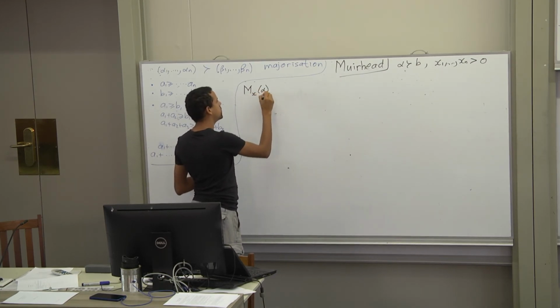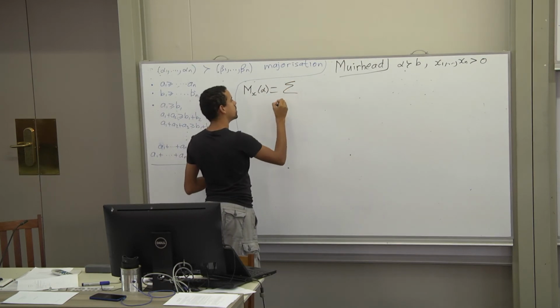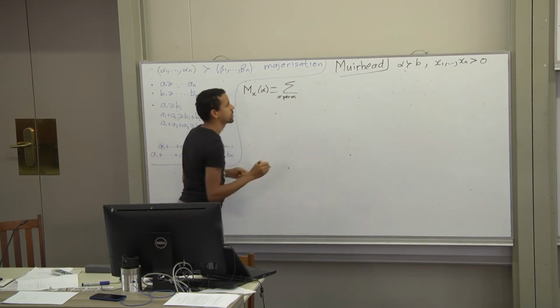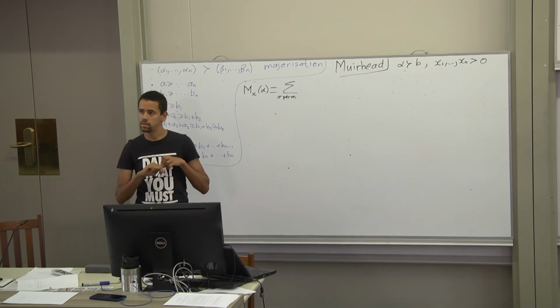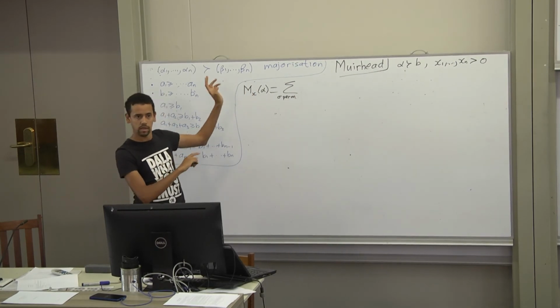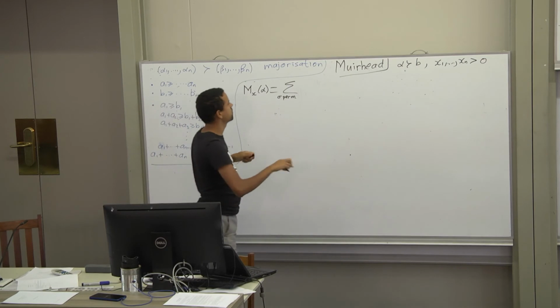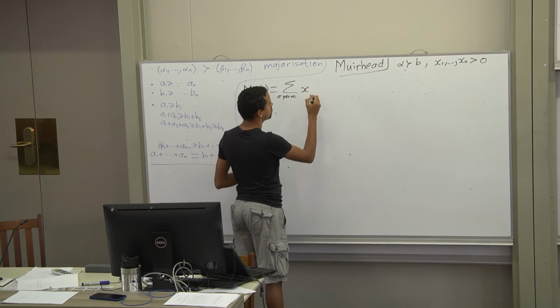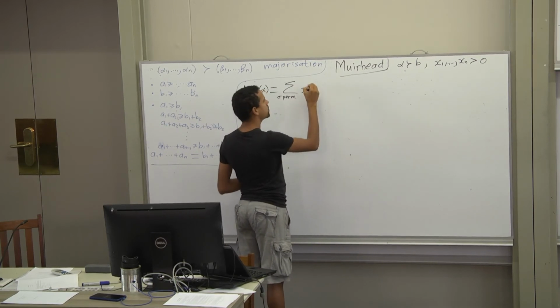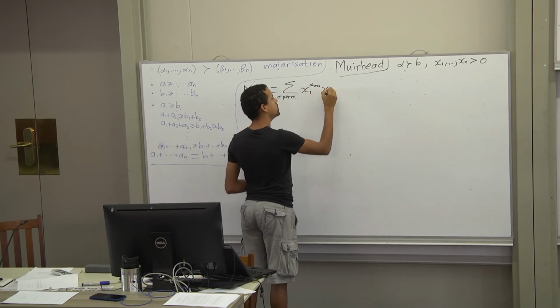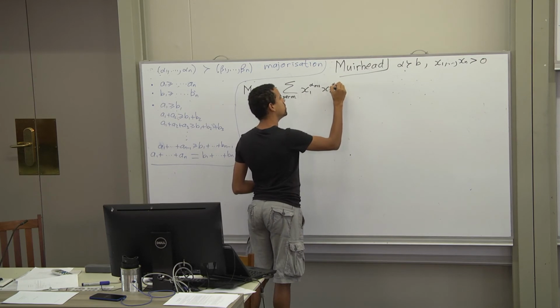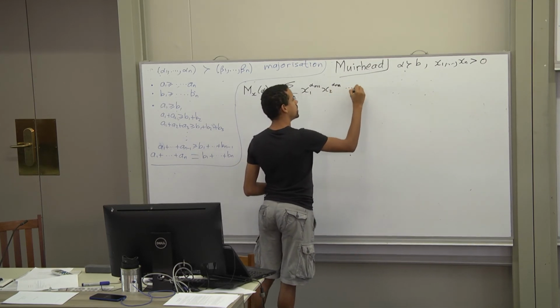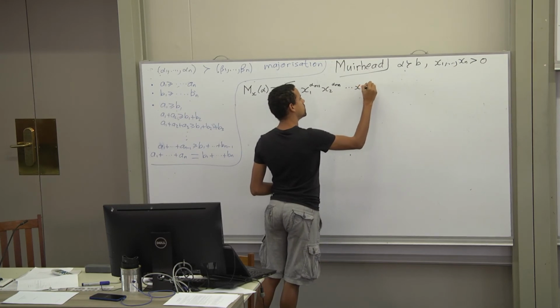Let's say m_x of alpha is going to be the sum over all permutations sigma of the numbers from 1 to n. So we're going to have lots of permutations. In fact, I'm going to sum over all possible permutations. The sum of x1 to the power of alpha sigma 1, x2 to the alpha sigma 2, up until xn to the alpha sigma n.